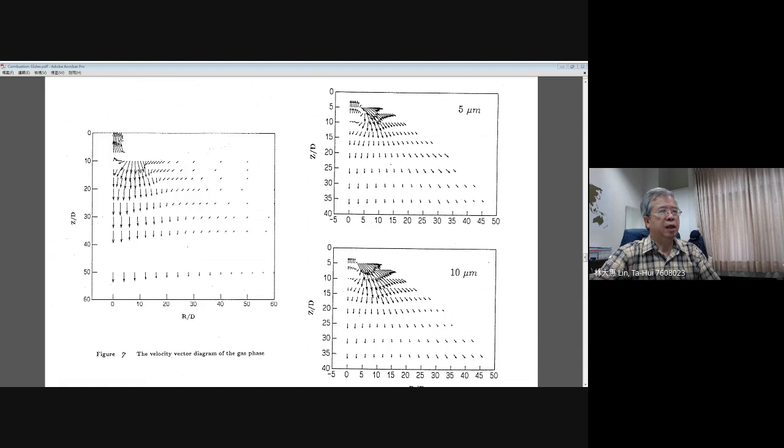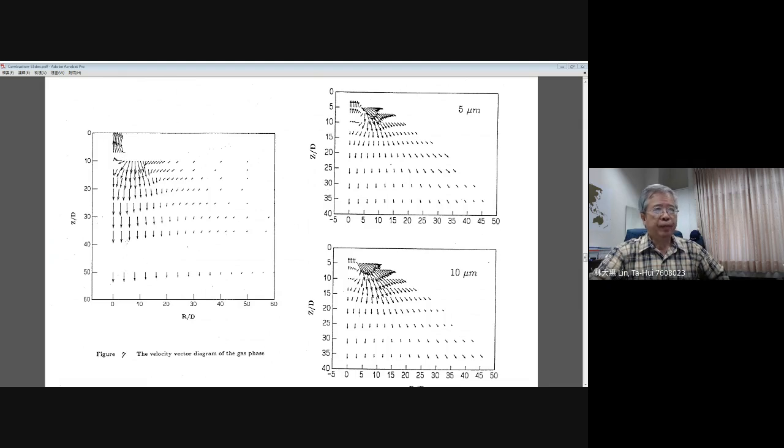Then you can see there is a recirculation zone here, very close to the tip of the injector. But on the downstream side, they just follow the liquid droplets, the spray momentum, and move along the central line to the downstream side. And this is a very nice picture from the experimental data, to let you know the motion of the gas flows in a spray flow field.